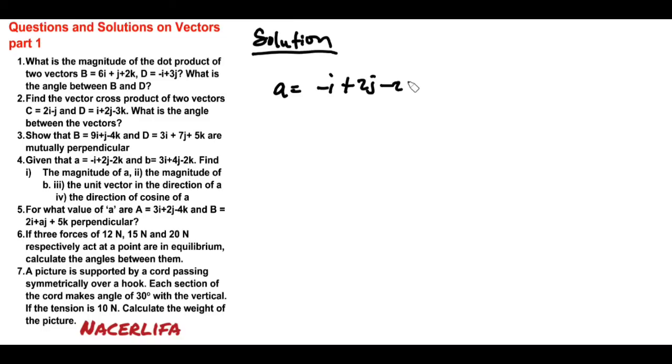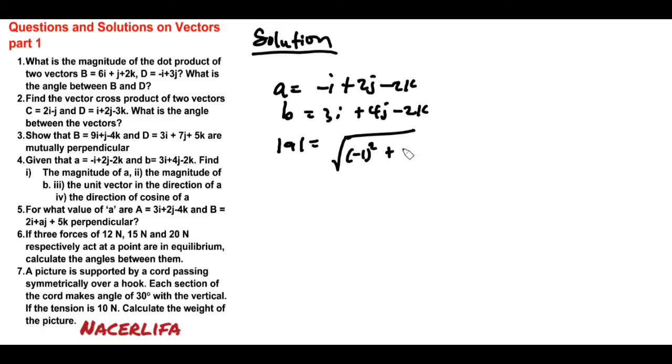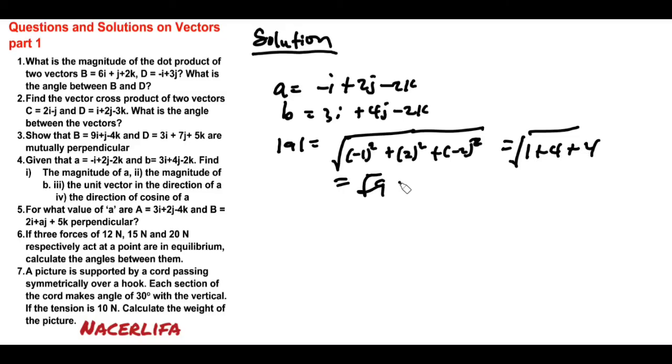So question number 4 says, given that a equals minus i plus 2j minus 2k, and b equals 3i plus 4j minus 2k, find the magnitude of a. So the magnitude of a is just the square root of minus 1 squared plus 2 squared plus minus 2 squared. This is 1 plus 4 plus 4, which is 9. This is the square root of 9, which is 3.